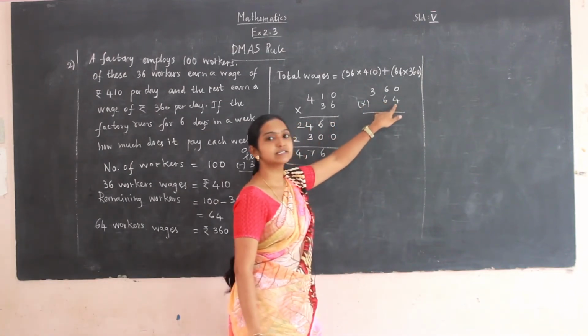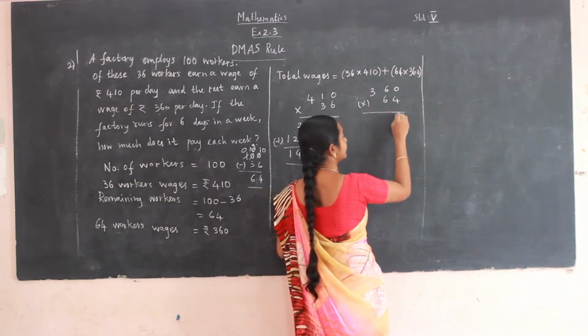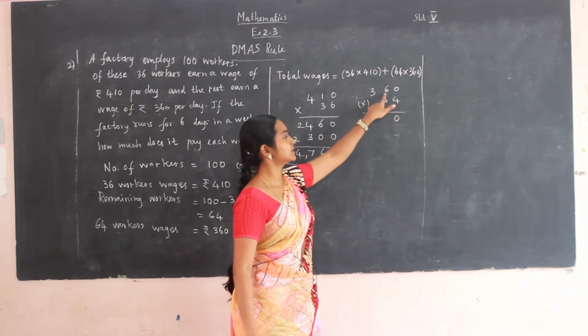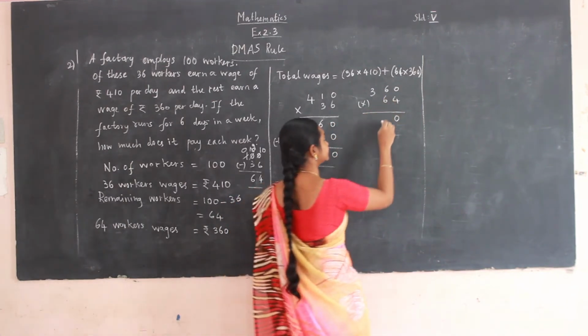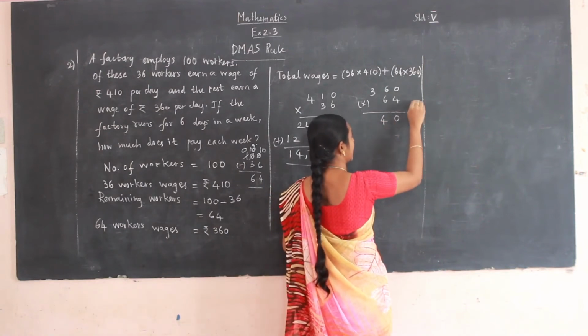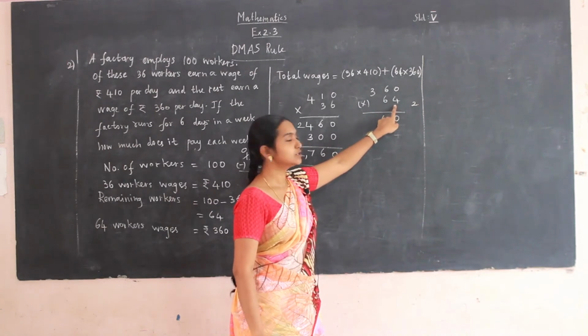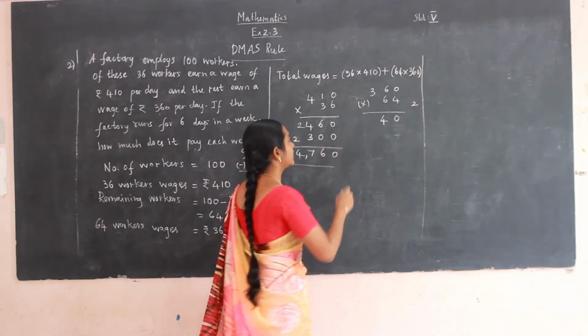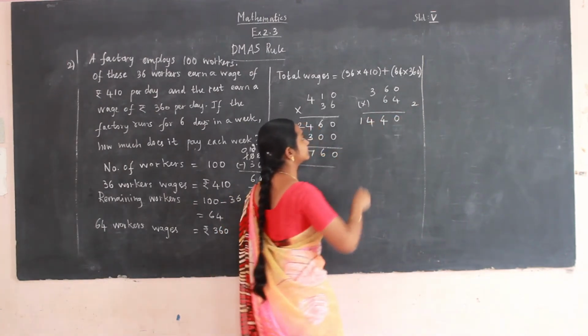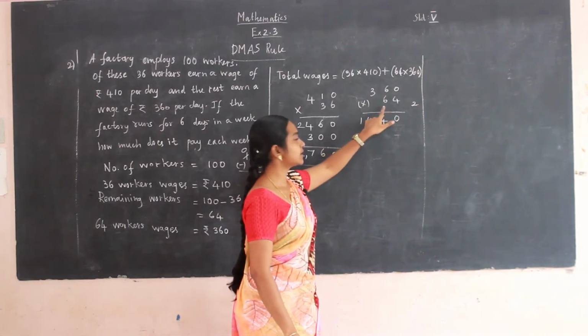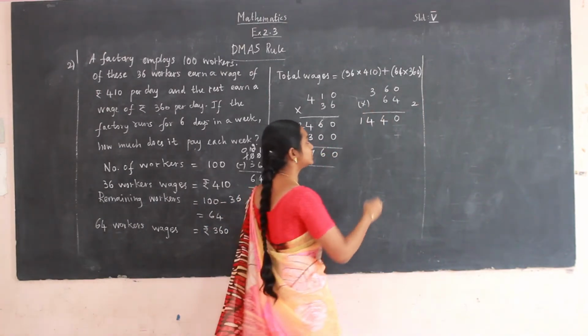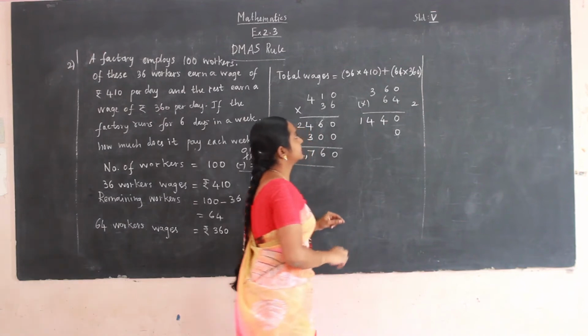0 into 4 is 0. 6 into 4 is 24. So write 4 here and 2 is remaining. 4 3s are 12. 12 plus 2 is 14. Next we are going to write the second line. So put 0 in the first place.